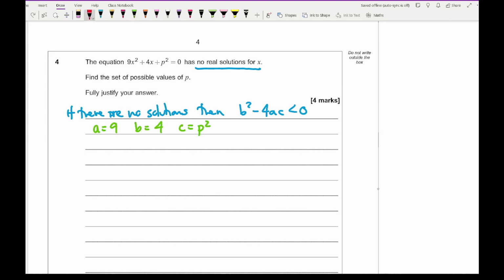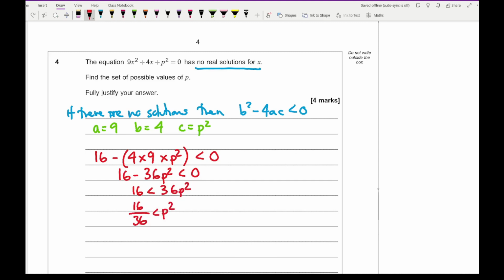So in substituting those into the discriminant, what do I get? Well, I get 16 minus 4 times 9 times p squared is going to be less than 0. Then simply expanding the brackets out, I get 16 minus 36p squared is less than 0. Take the 36p squared over to the side, so I end up with 16 is less than 36p squared. 16 over 36 is less than p squared. I can simplify that fraction as it becomes 4 over 9 is less than p squared.